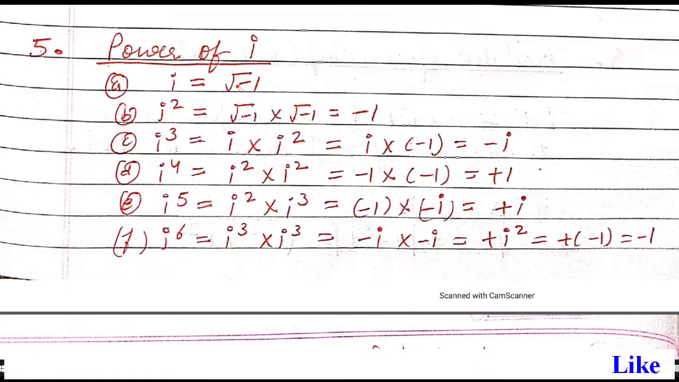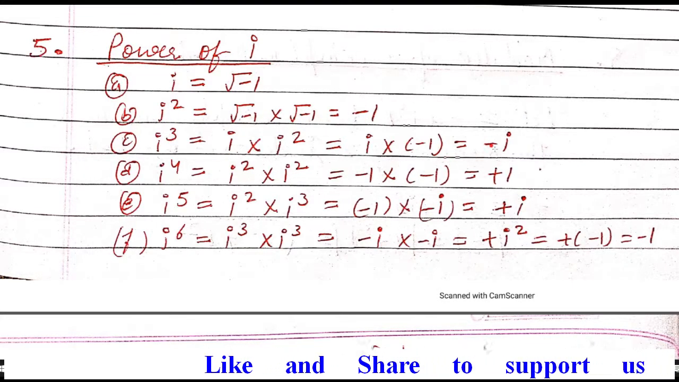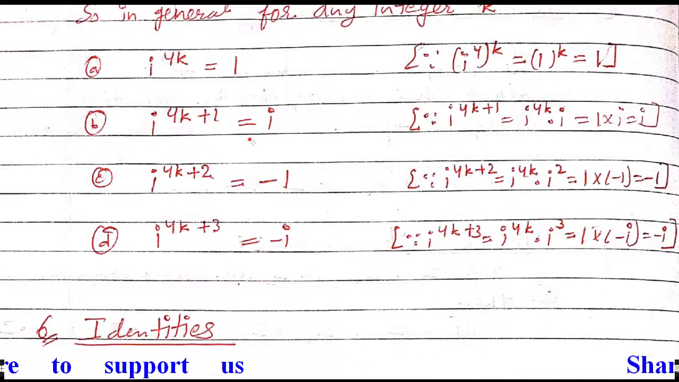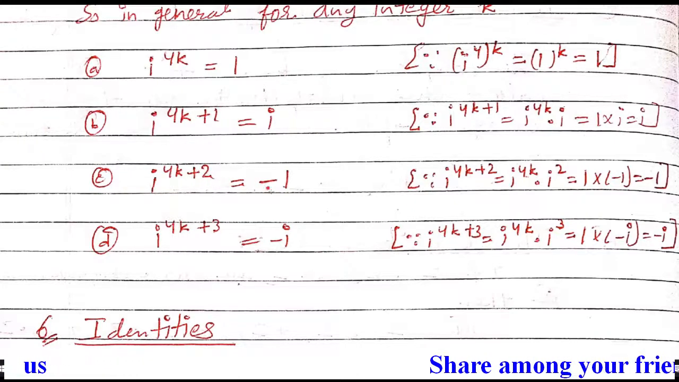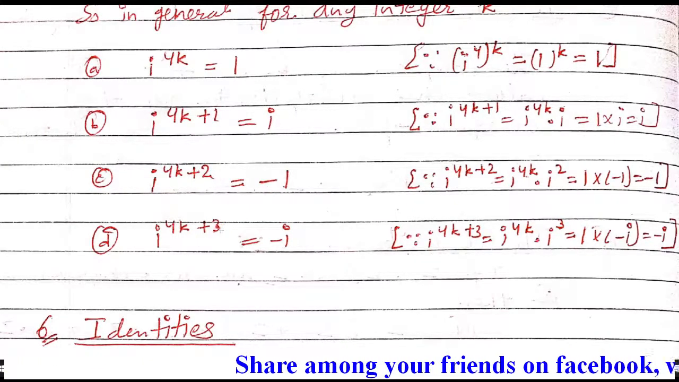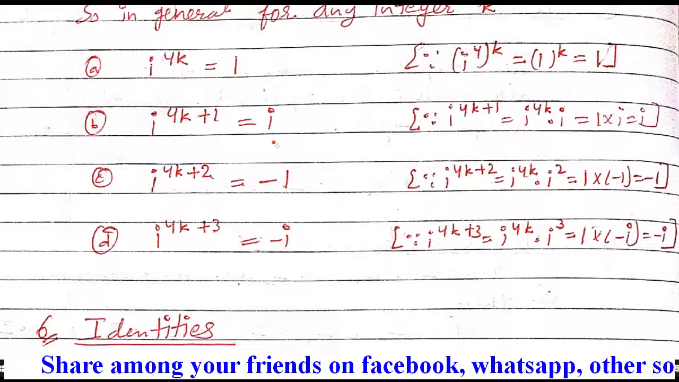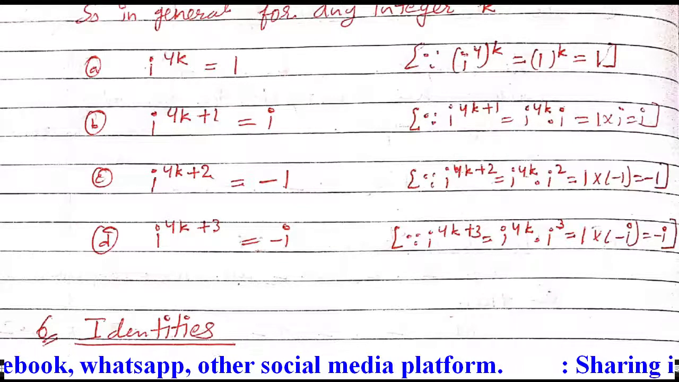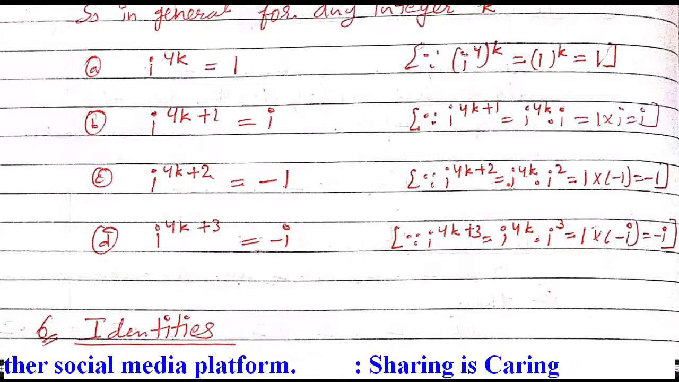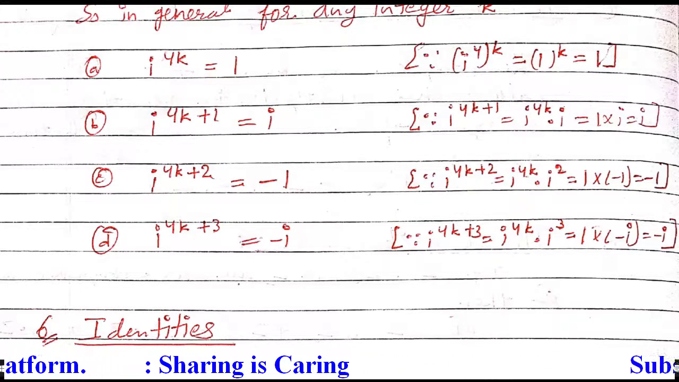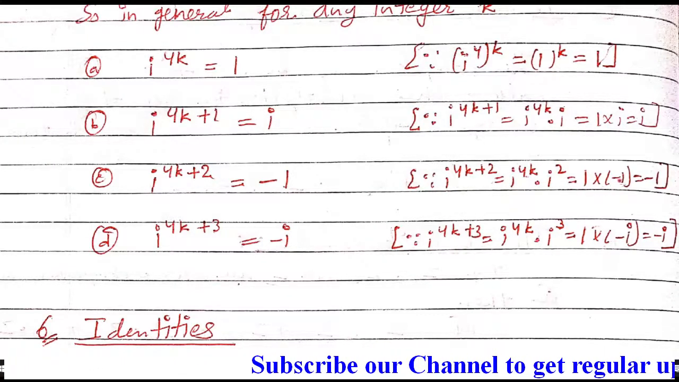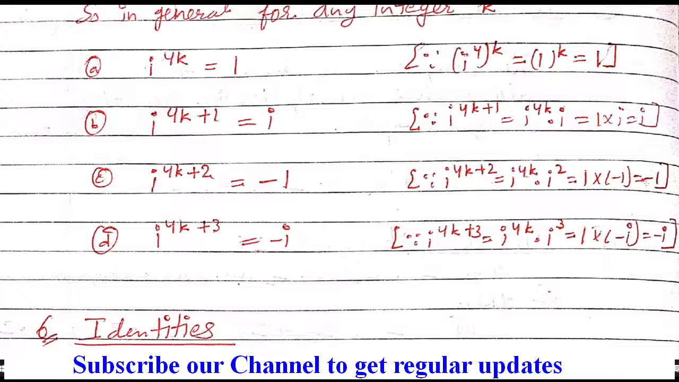Iota power 1 is iota only, then iota square is minus 1, then iota cube is minus iota. So those values are going to come here. If the power is 1 then iota, and if the power is 2 then iota square is what? Minus 1, and iota cube is what? Minus iota. So you have to replace those values. Now why is it happening so? The reason is that we can write iota power 4k plus 2 as iota power 4k multiplied by iota square. Now iota power 4k is 1 and iota square we calculated initially, that is minus 1. So 1 multiplied by minus 1 is minus 1.